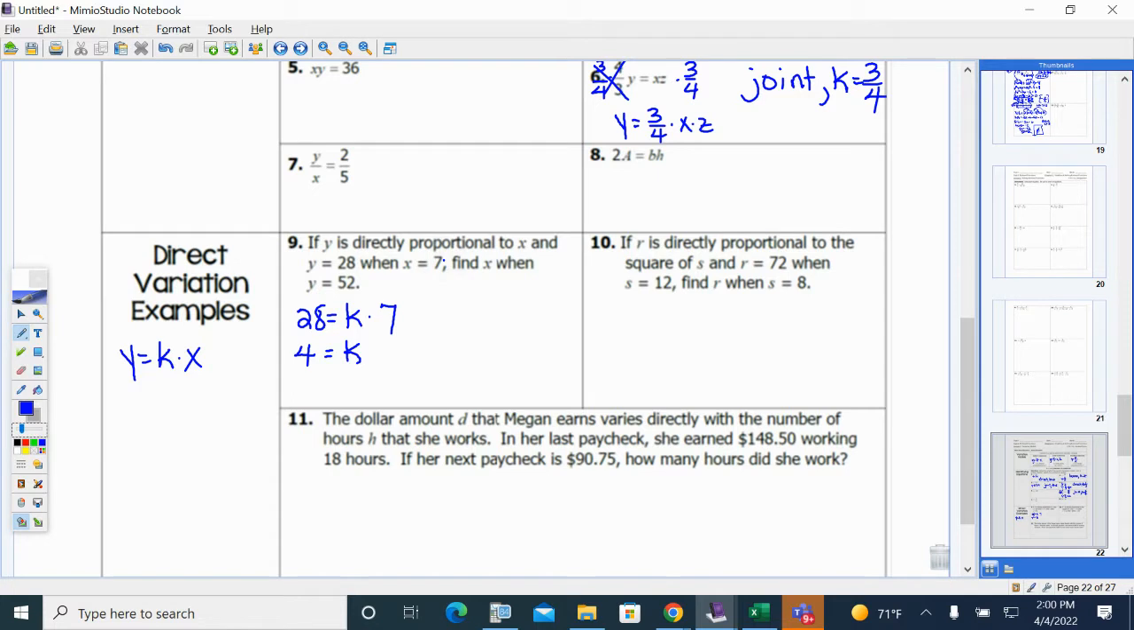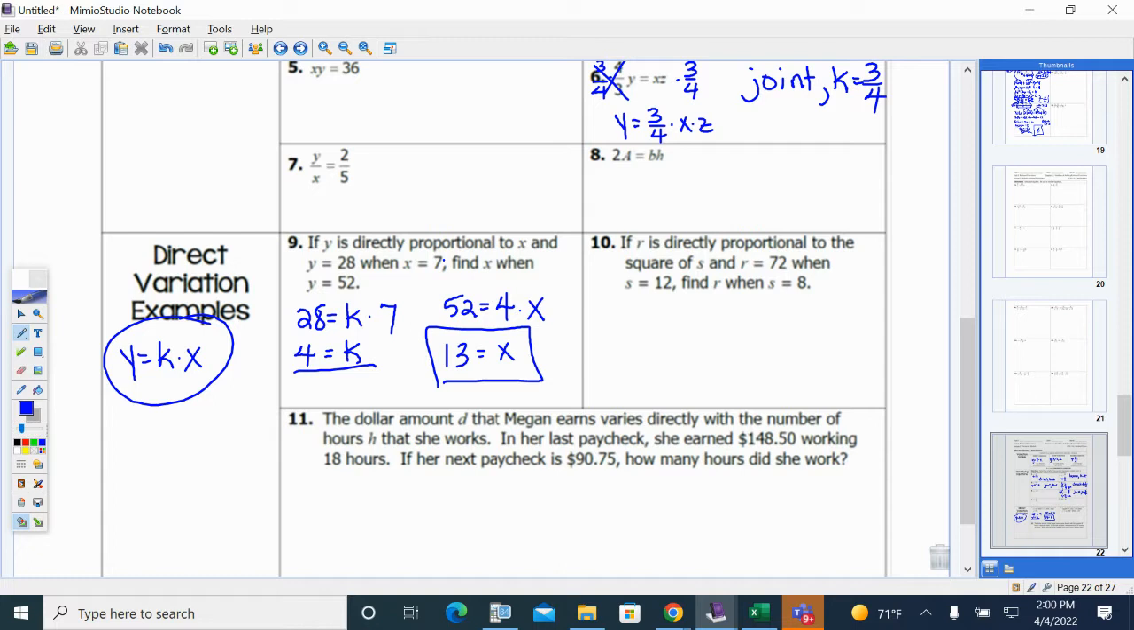It says find x when y is 52. So again, using this direct proportion, y is 52. I'm trying to find x, but I now know that k is 4. Divide both sides by the 4. And I get x is equal to 13. So it's kind of like a two-step process. Let's look at number 10.